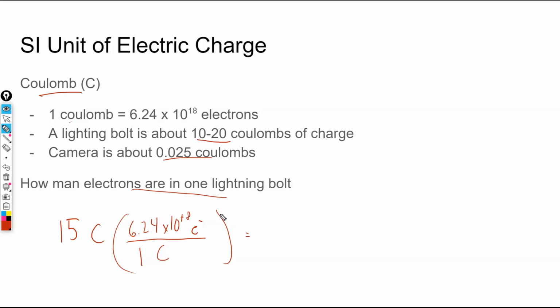And in one lightning bolt, probably that you see every day, well, not every day, but when there's a storm out, 9.36 times 10 to the 19th electrons are in that bolt. So that gives you an idea of how many electrons are actually in those things.